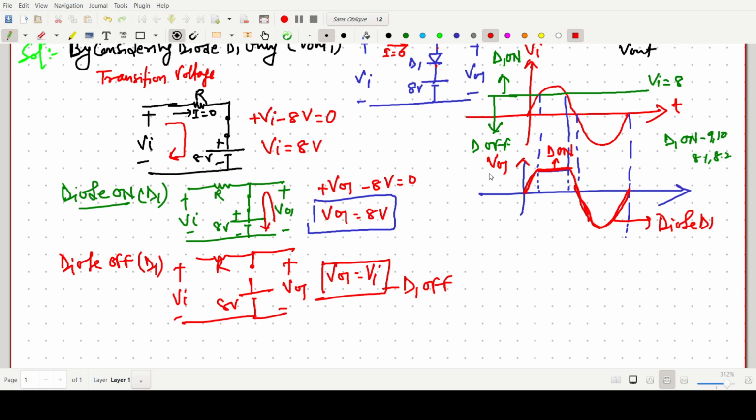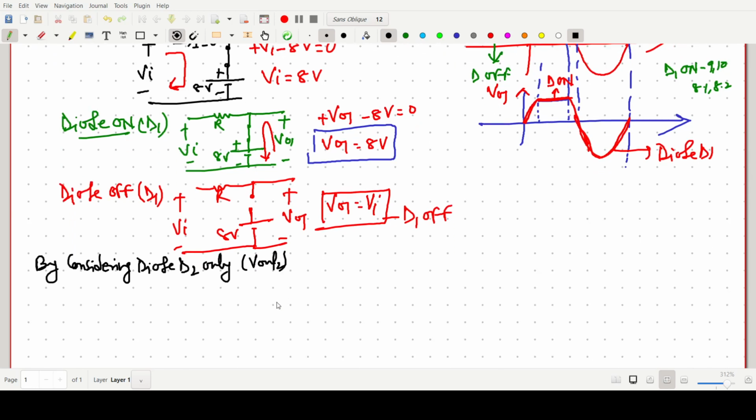Now next, we do it by considering diode D2. Now D1 is over, D2 only. We are calling this V output 2. For the circuit for diode D2, just forget about D1.